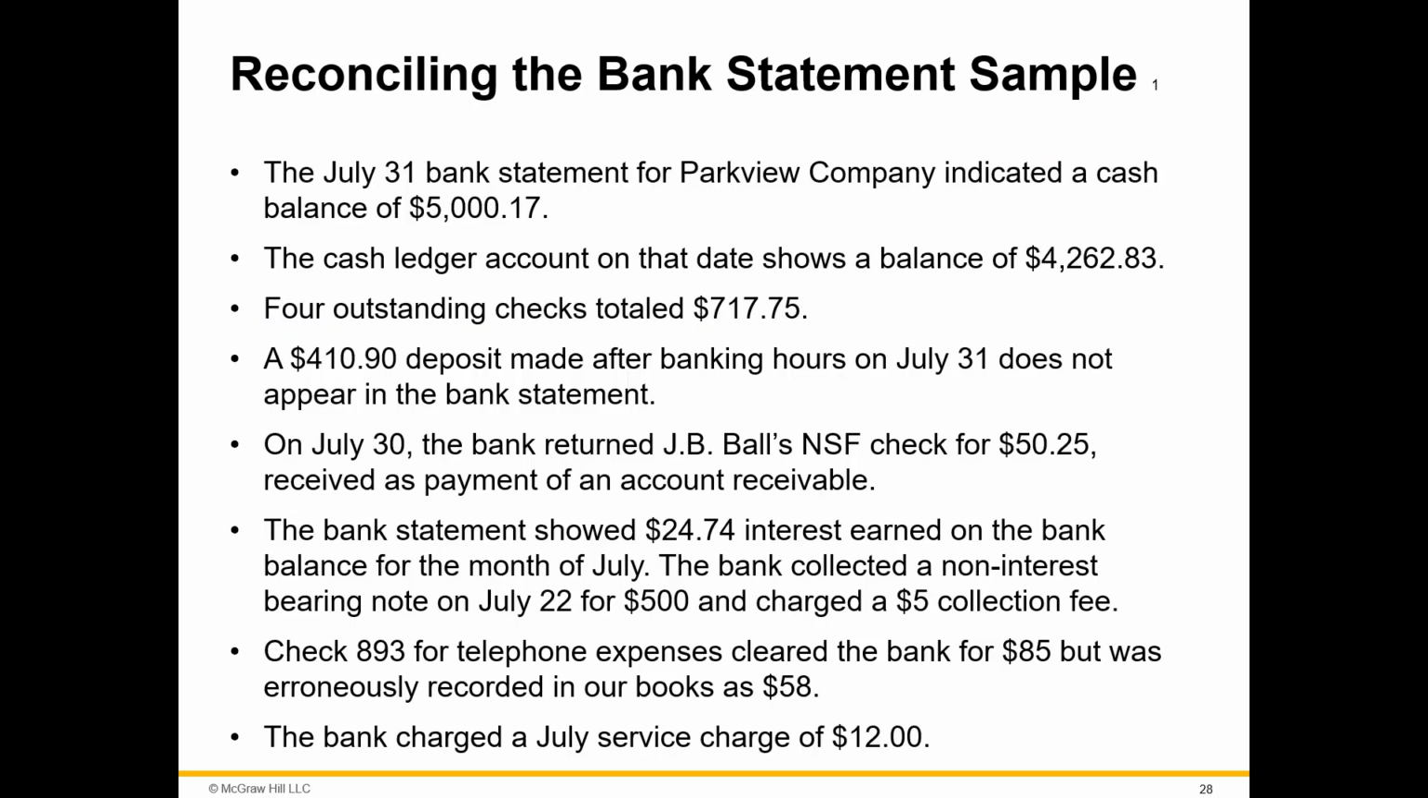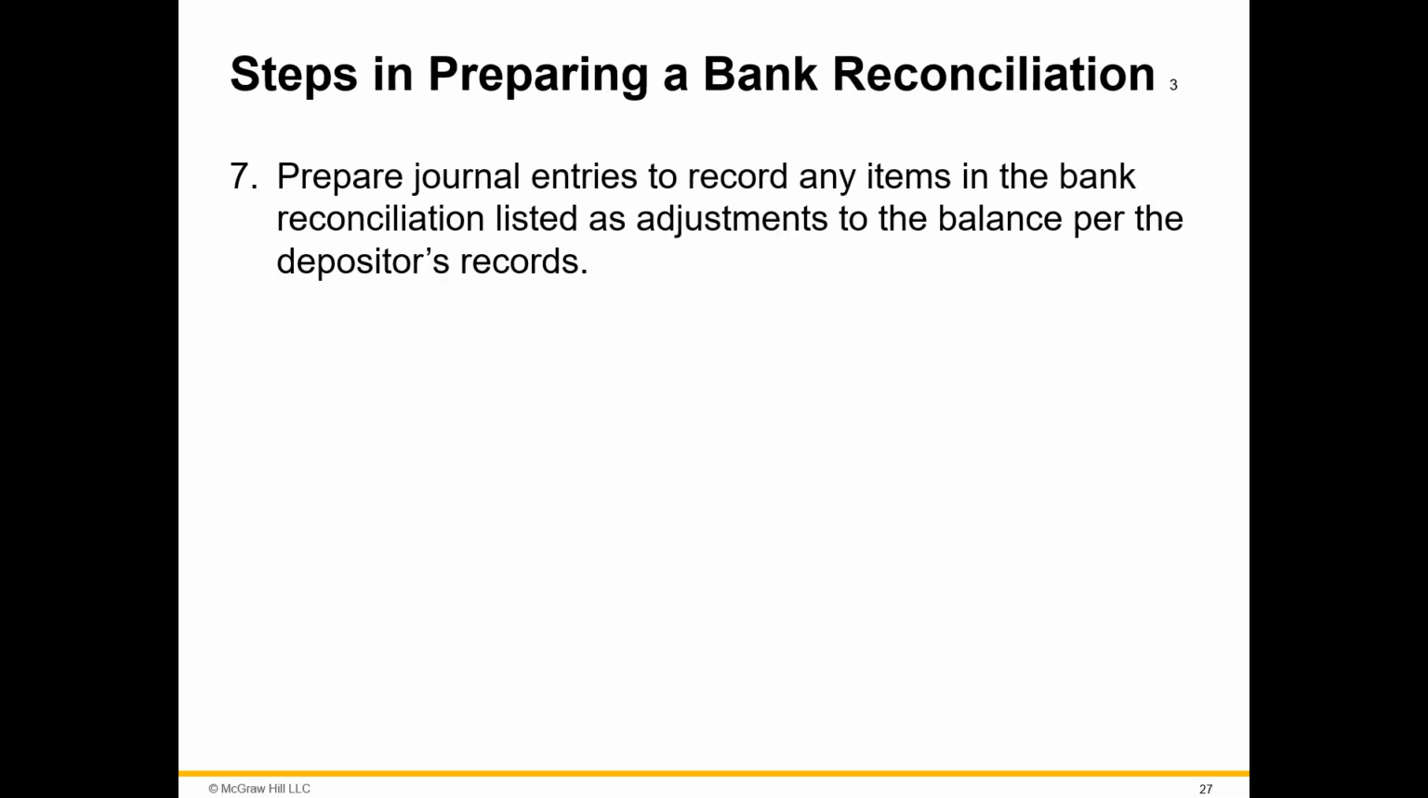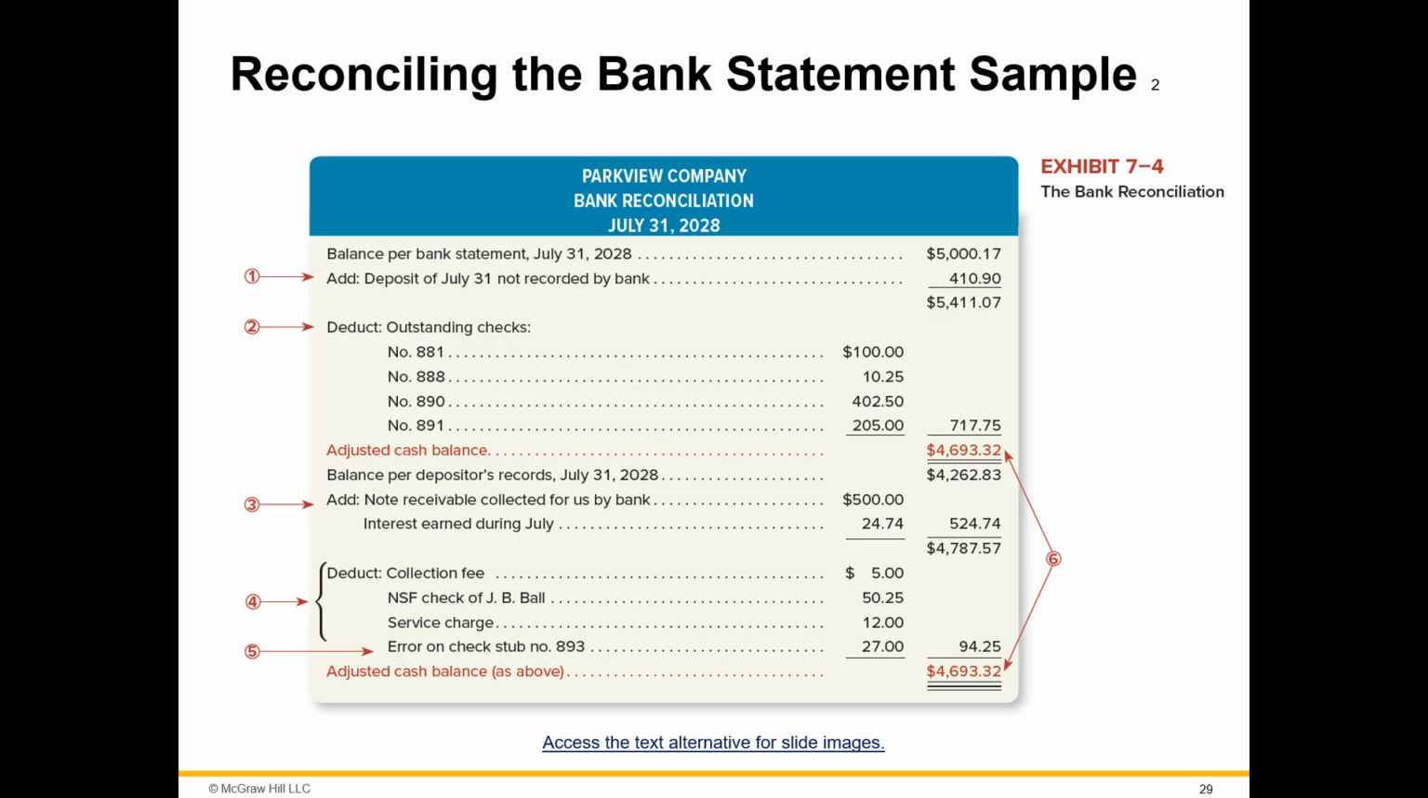Here's the deposit that was made after banking hours the last day of the month. So that's the outstanding deposit, and that shows up here. And so we're going to add to that balance, subtract outstanding balance, and that's going to be the adjusted cash balance per bank. And now we're going to do the same thing for the depositor or Parkview company's records.